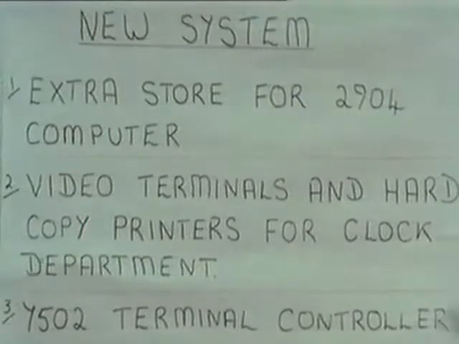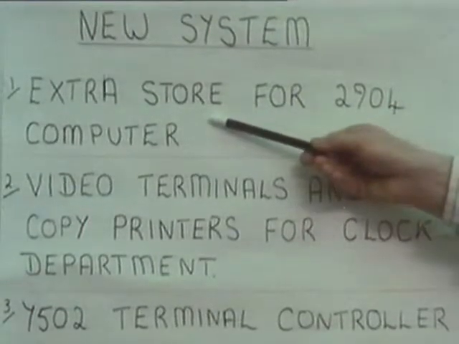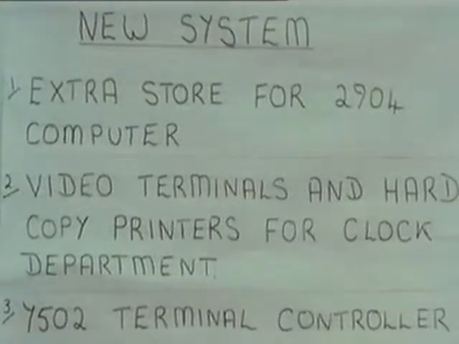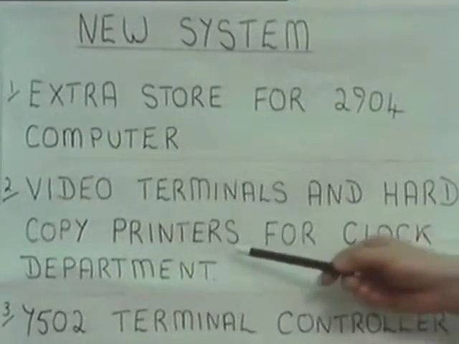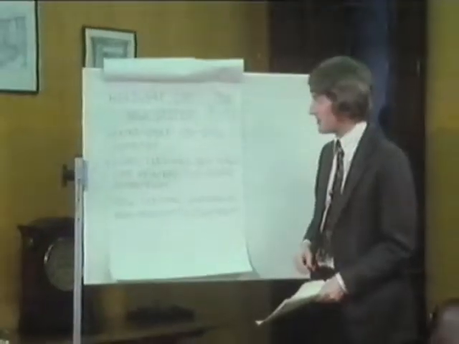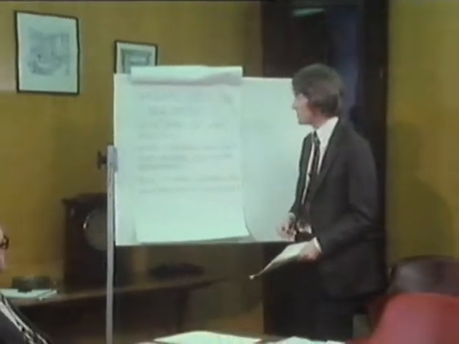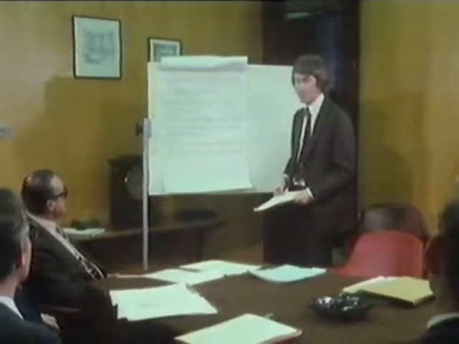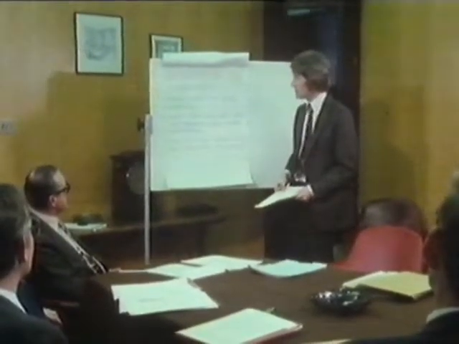Well, we'll need extra store for our main 2904 computer. We'll need a number of video terminals and hard copy printers. And finally, we'll need something that we call a terminal controller. So those are the areas in which we'll need to spend money on equipment. And you'll find more details about these in the report.